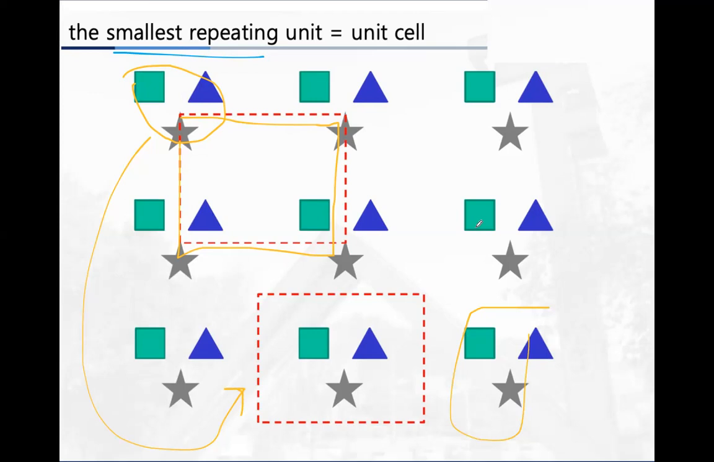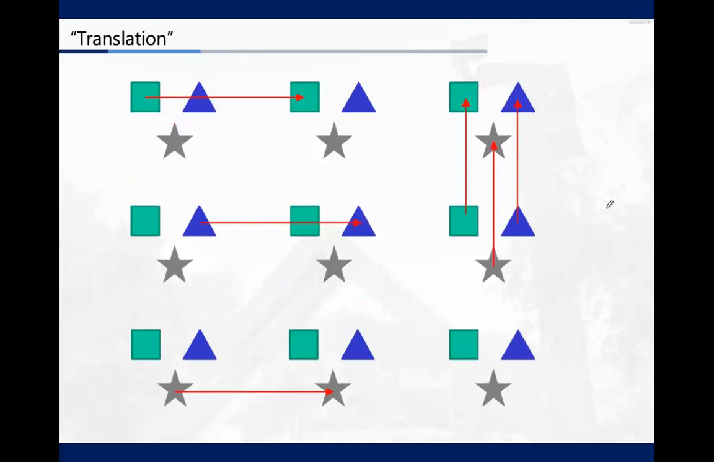Smallest means it may have high symmetry, right? The bigger means you are getting low symmetry. When you make the shape complicated, you are losing the symmetry. When you make it simpler and smaller, you are getting more and more symmetries. So that's why this unit cell is defined as the highest symmetry object which repeats over the lattice, right? So we talked about the translation also.